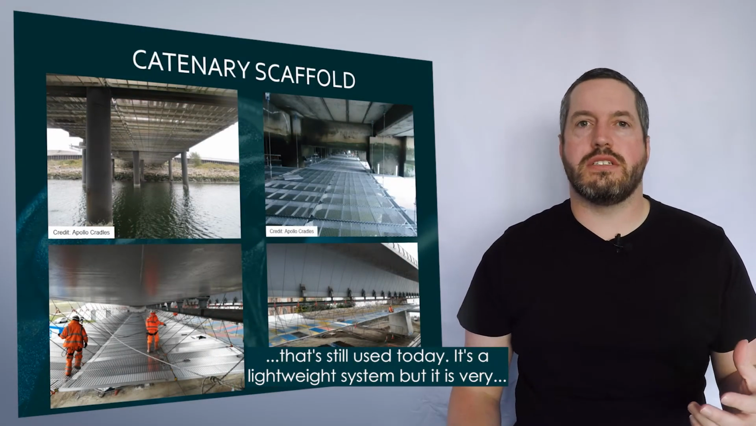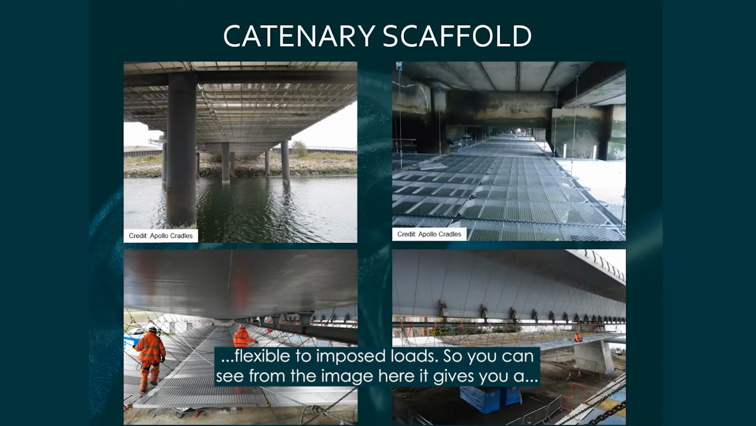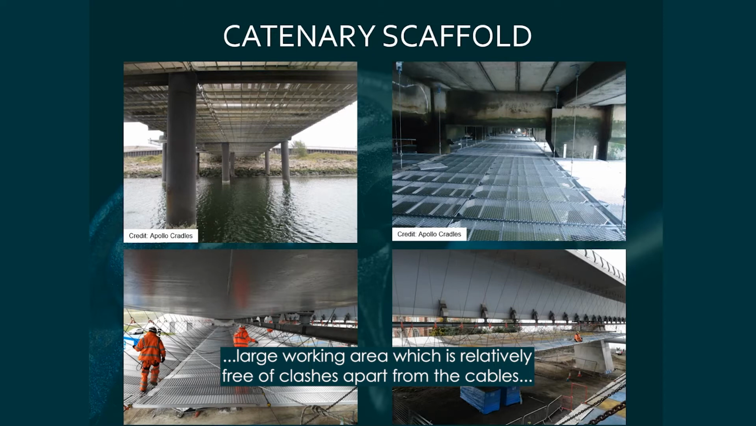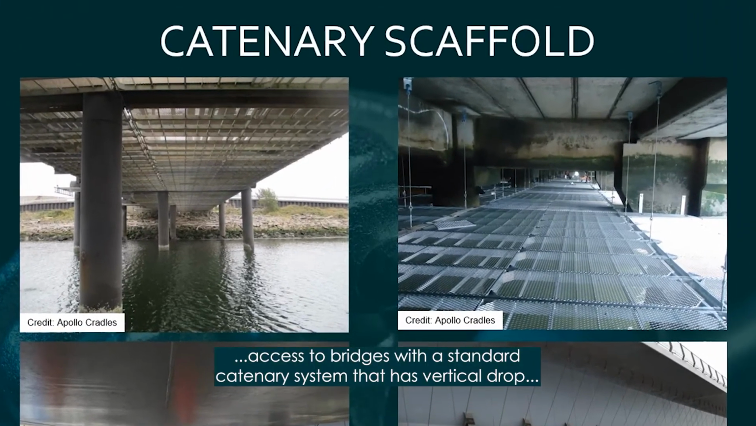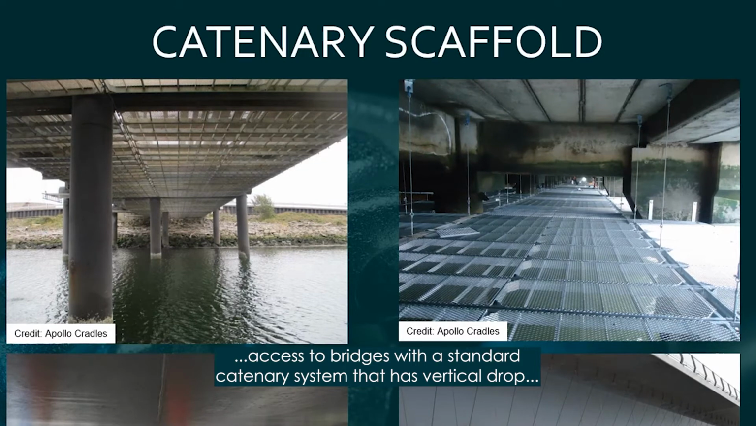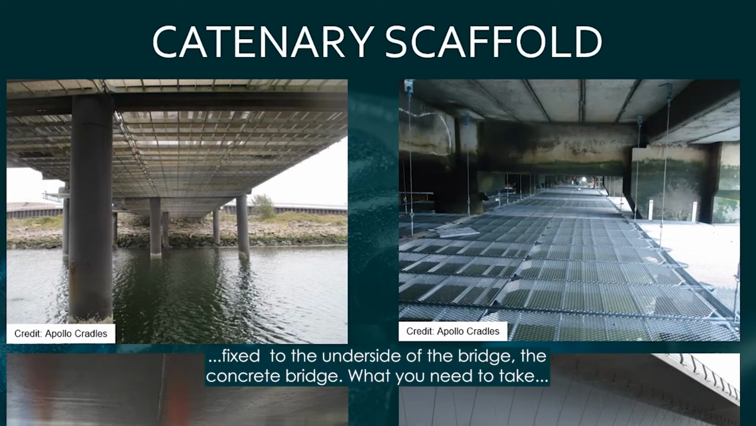It's a lightweight system, but it is very flexible to impose loads. So you can see from the image here, it gives you a large working area, which is relatively free of clashes apart from the cables and chains that support it. So the images at the top of your screen are access to bridges with a standard catenary system that has vertical drop cables at approximately 1.5 meter centers. And these brackets are then fixed to the underside of the bridge, the concrete bridge.